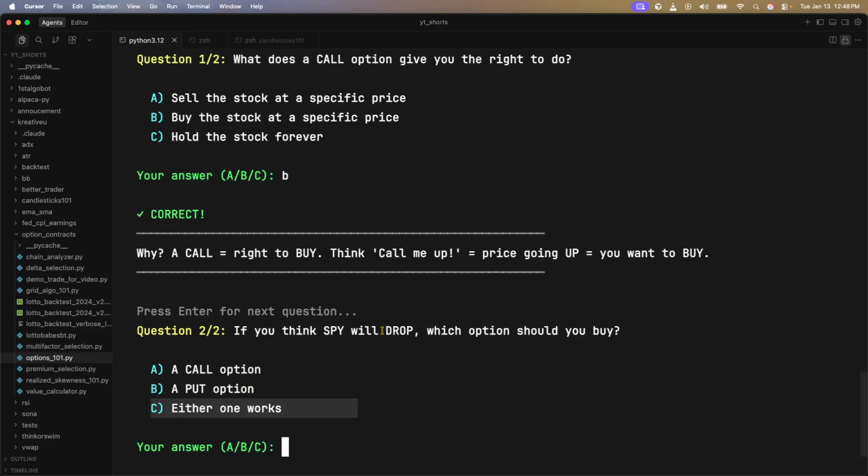If we think SPY is going to drop, or if we're bearish on the market, a call is when we are bullish on the market. We think that the market is going to go down, so it can't be a call. We can take out A. We can also take out C. That leaves us with a put, because we think SPY is going to drop. So we're bearish on the market. If we're bearish on the market, we want to buy a put so we can capitalize on that.